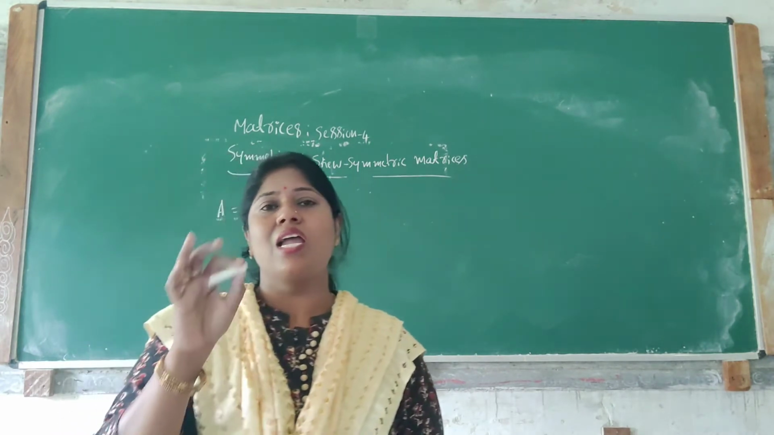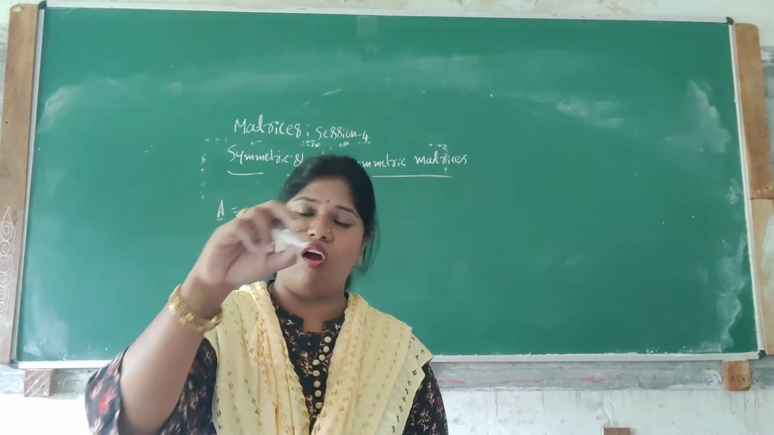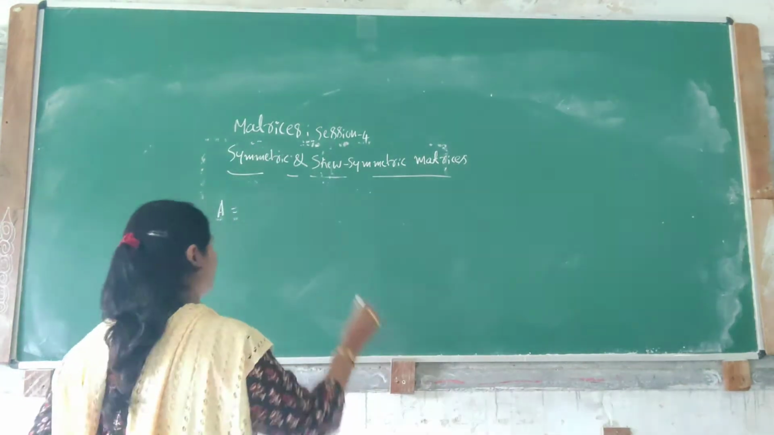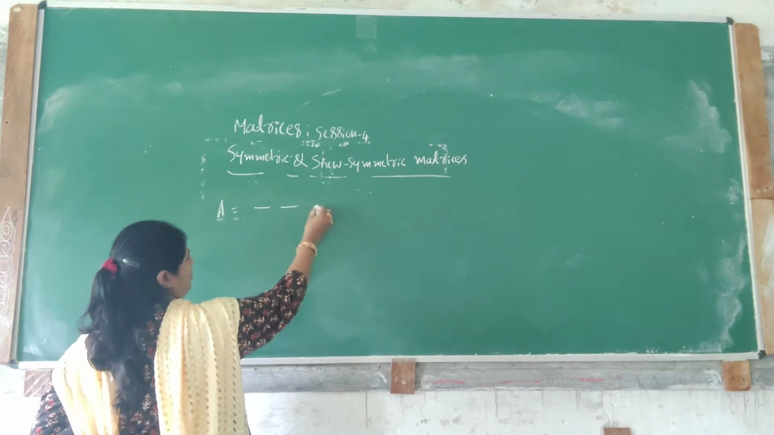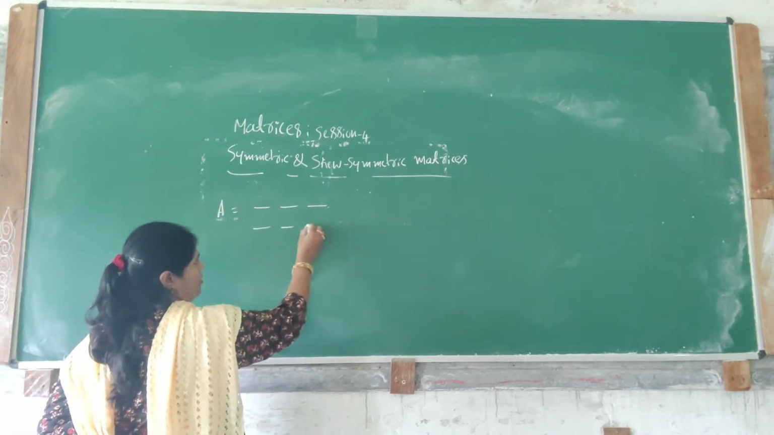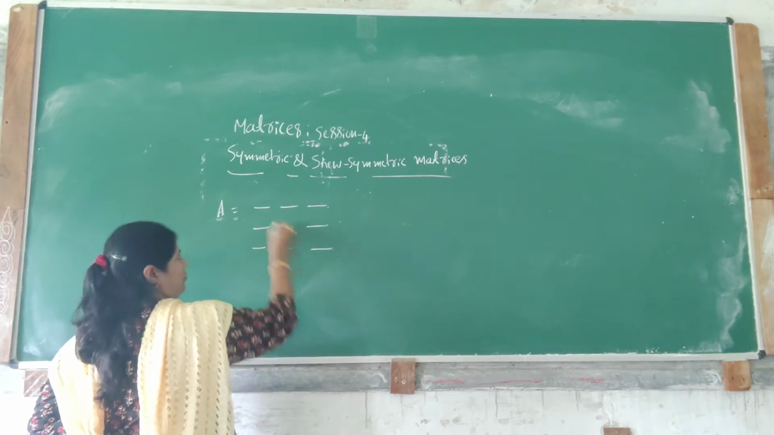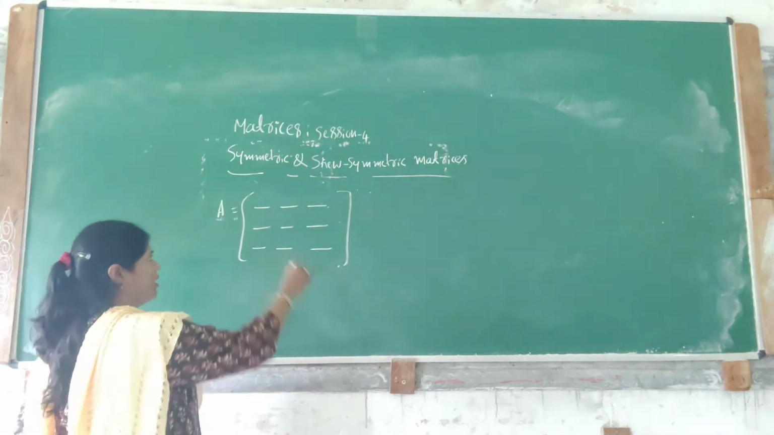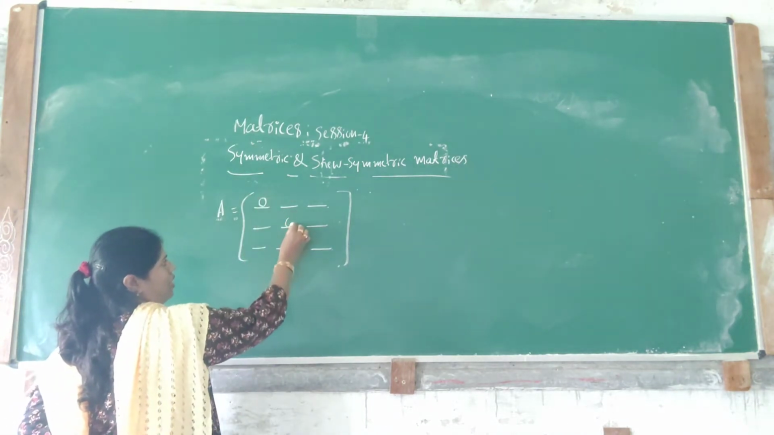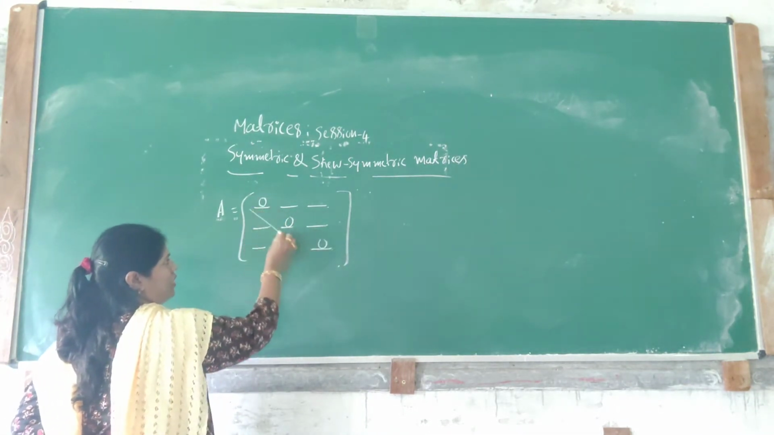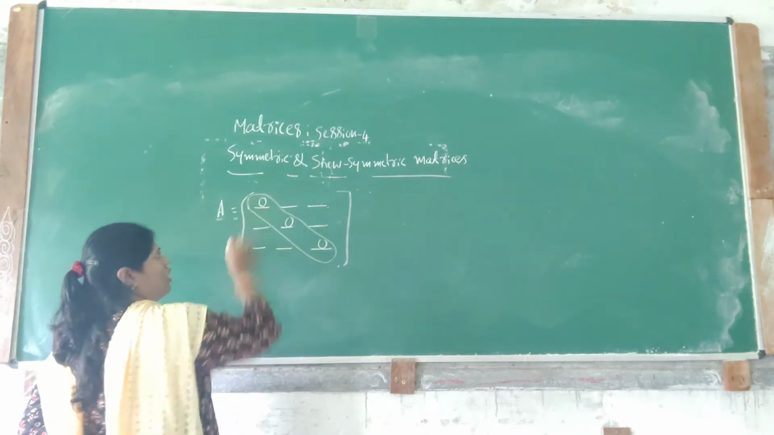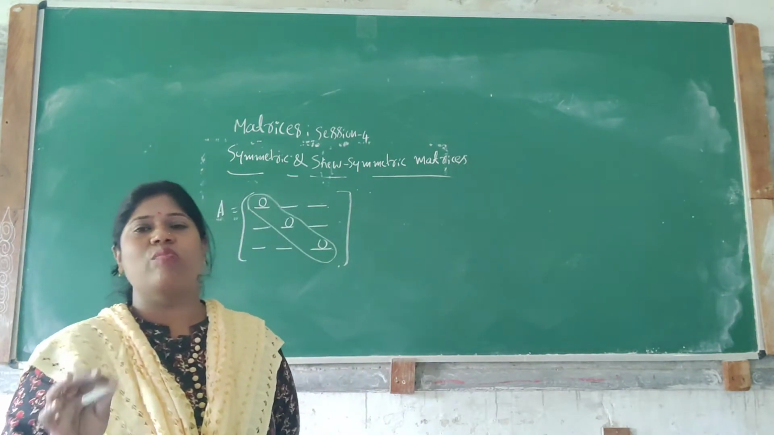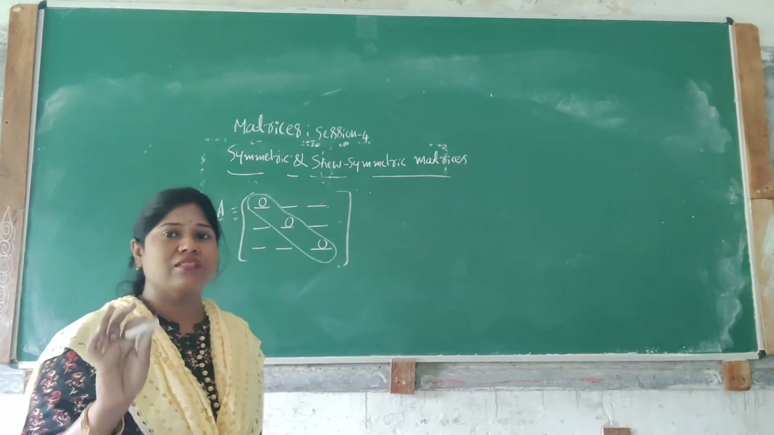First, the diagonal elements should be 0. All the diagonal elements should be zeros. How many elements are there in a 3 cross 3 matrix? There are 9 elements, is it right? What are the diagonal elements here? These are the diagonal elements. These elements should be 0 only. To write the skew symmetric matrix, the diagonal elements should always be 0.